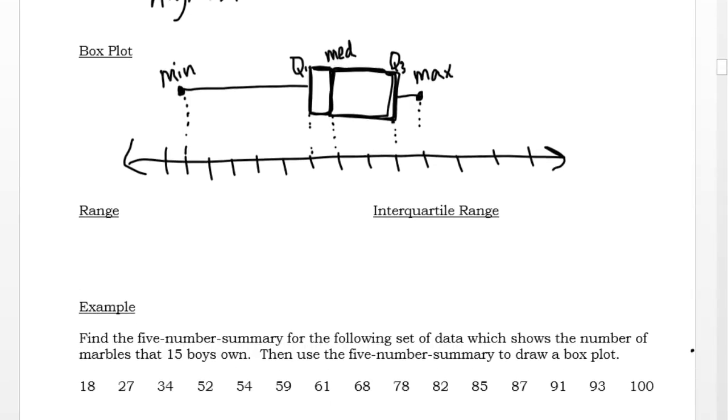Range is a data value that you can calculate by taking the maximum value and subtracting the minimum value. Interquartile range you would calculate by taking the third quartile and subtracting the first quartile.